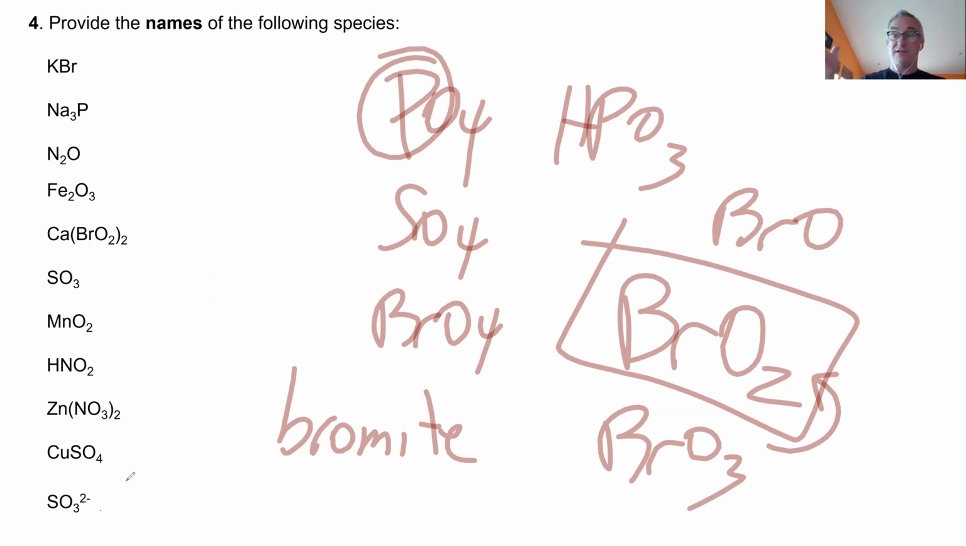Calcium bromide. You're done. Because we know the charge of calcium is +2, and we know the charge of bromite. The fact that it's called "ite" means it's a polyatomic ion. There's the polyatomic ion, and we know what the charge is. So we don't have to give any more information. That's the whole name.